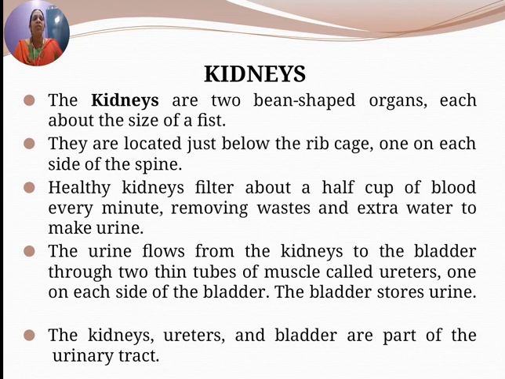The urine flows from the kidneys to the bladder through two thin tubes of muscles called ureters, one on each side of the bladder. The bladder stores the urine. So you have the two bean-shaped organs that are the kidneys. The kidneys, the ureters and the bladder are part of the urinary tract.